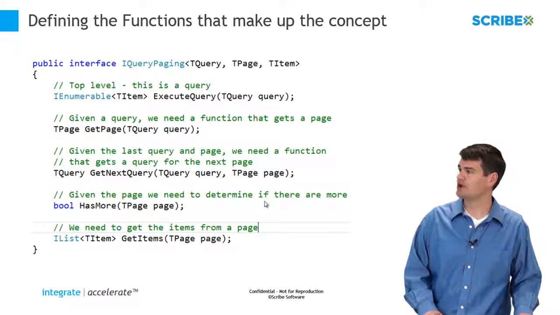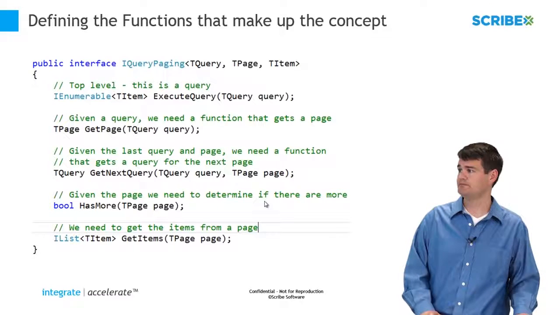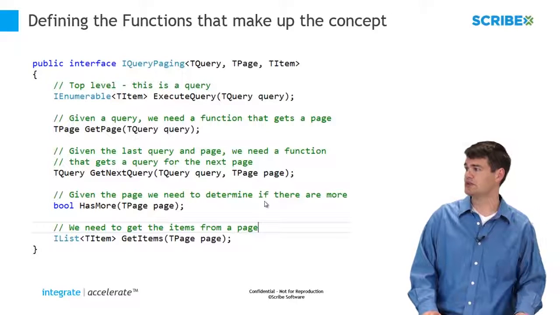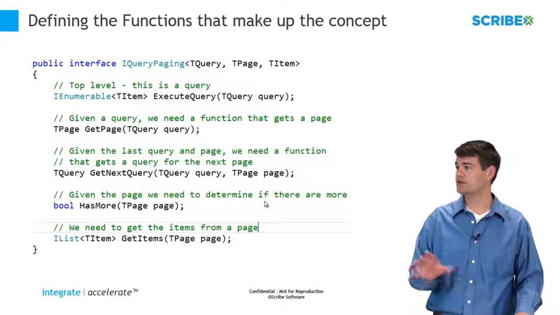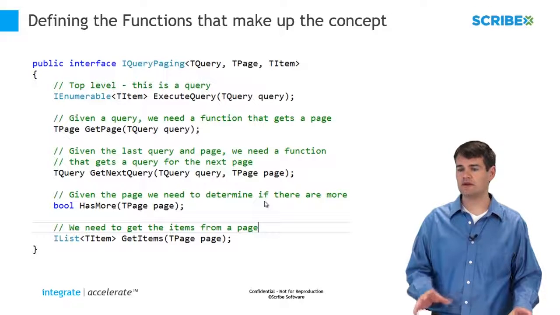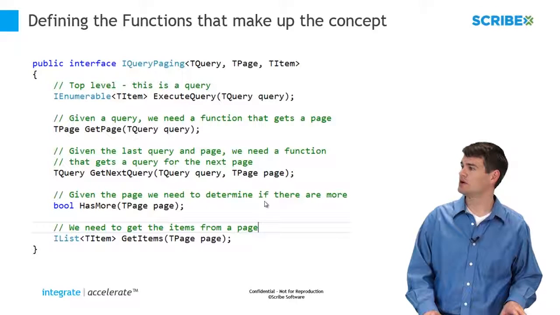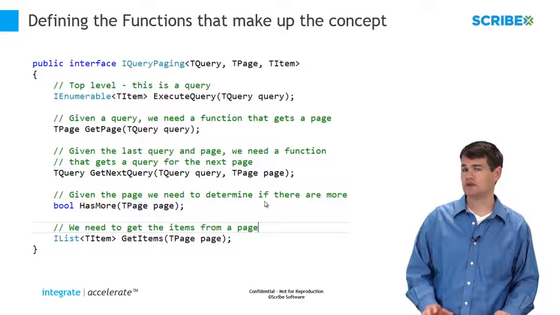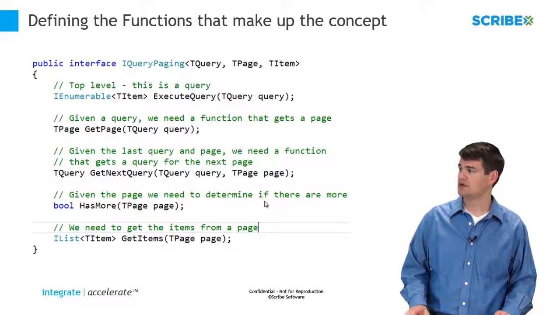Here I have an interface for an IQueryPaging, and it has our three type parameters there, the TQuery, TPage, and TItem. That first function, execute query, is really the overall concept that we're talking about here. You execute a query and it returns an enumerable of TItems. But when we break that down into the different parts for paging, the parts that we need to make this all work are a function that gets a page given a query. We need to be able to get the next query given the previous query and the previous page, and we need a method to know whether we have to get more.